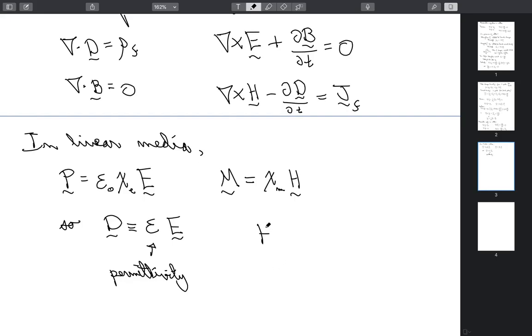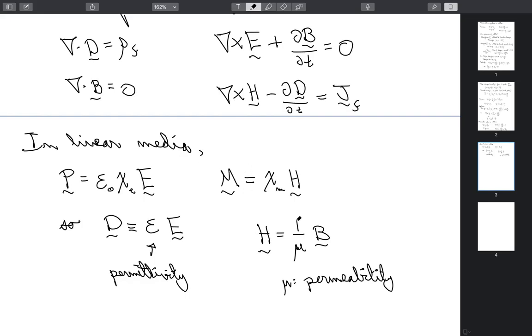And we would have the field H equal to 1 over mu times B, and this mu is the so-called permeability. Once again, the values these numbers take really change from material to material, and from circumstance to circumstance, as a function of temperature, etc. We'll get back to that later.